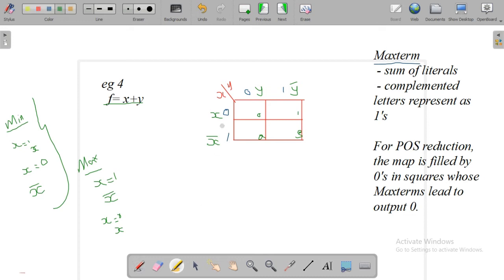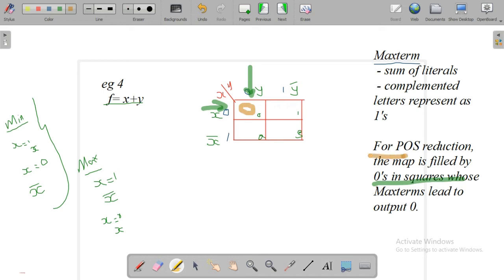So x is the column, is it? X plus y means x is the row and we have to consider y column. Where they are meeting at that point, we have to fill with zeros in squares, because this is POS expression. Already we discussed SOP expression. In SOP we have to fill with ones, but in the case of POS, we have to fill with zeros in the corresponding max terms. So we can write x plus y, that value is written as 0, in the square or in the cell.